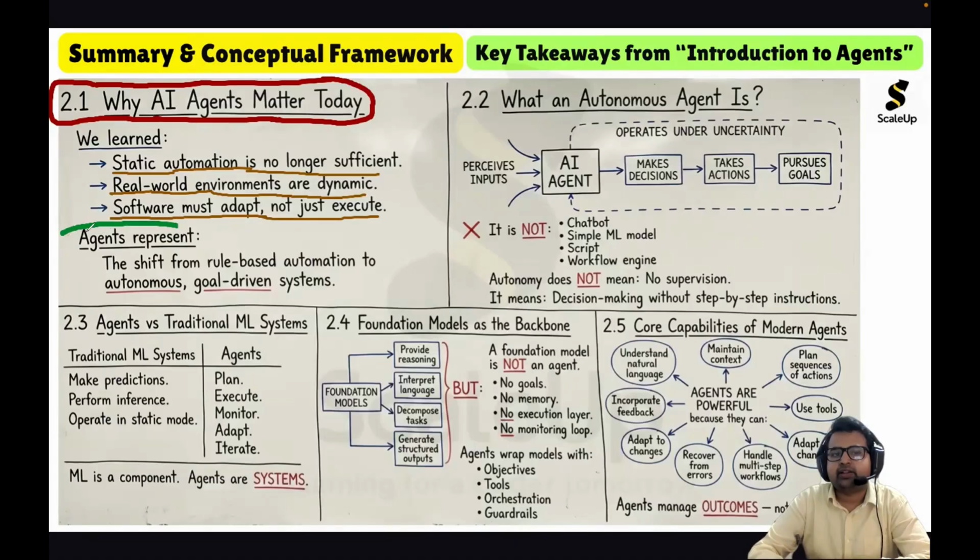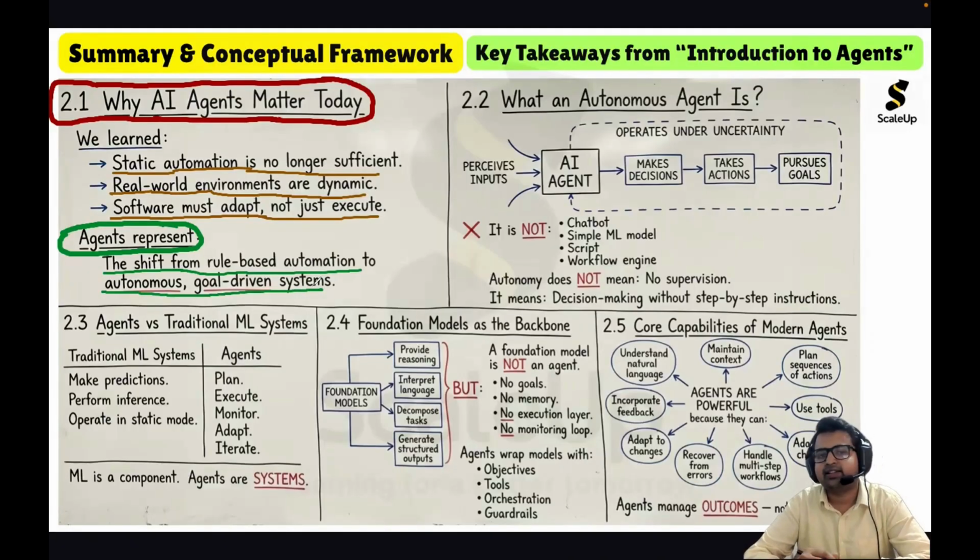AI agents are equipped with intelligence. This is the shift from rule-based automation to autonomous, goal-driven systems. AI agents are autonomous systems, like they can solve a problem on their own, and they are goal-driven systems. The best part about agent systems is they are adaptable and a perfect fit for real-world dynamic environments. Then we discussed what an autonomous agent is.